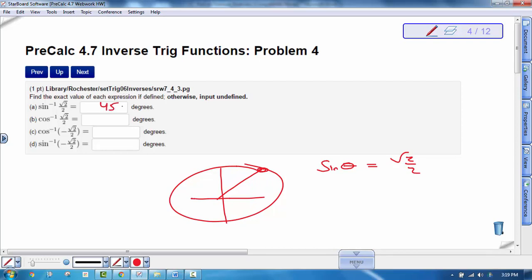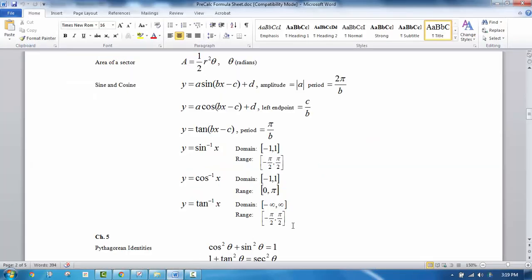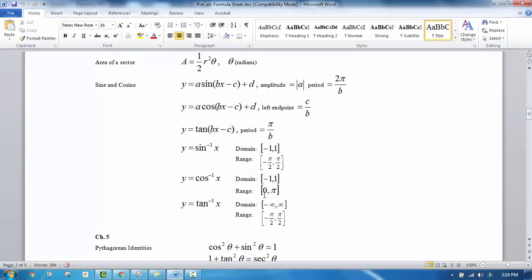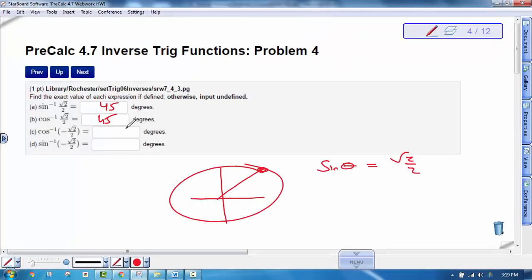That's the range. So just make sure that fits with the range in the formula sheet. The range is from negative 90 to 90. So 45 fits fine with that output. And then cosine, same thing. It's 45 degrees again. That's the same spot in the unit circle. So it's the same exact thing where we know the angle we're talking about is 45 degrees. It's just a matter of checking to make sure that works with the range for the inverse cosine, which it does. And then the next one is the inverse cosine of negative square root of 2 over 2.